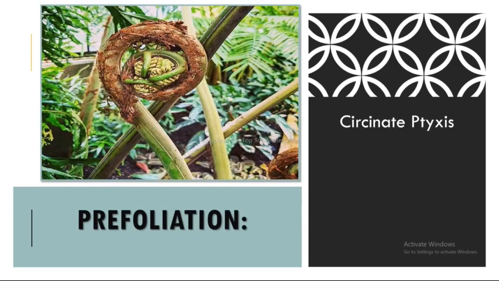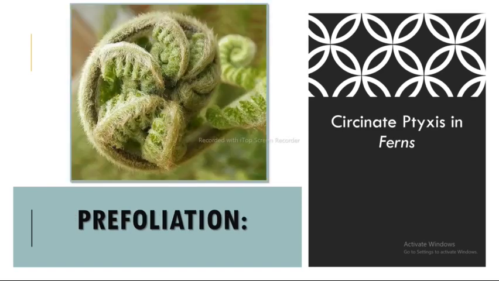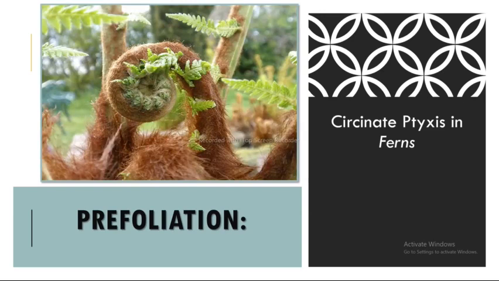Next type of the Ptyxis is the Circinate Ptyxis. The Circinate Ptyxis means when the leaf is rolled from the apex towards the base, as in the ferns. So this is the Circinate Ptyxis in the ferns. You can see very clearly in this picture.